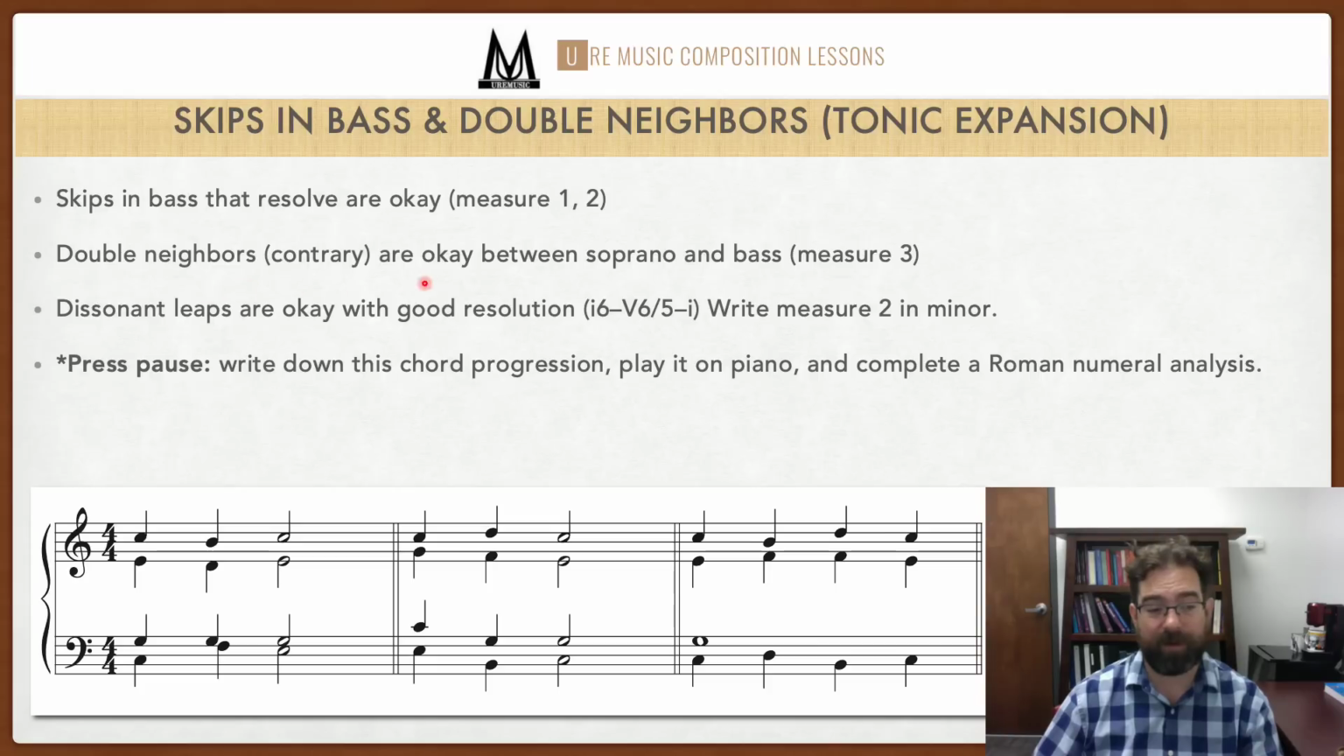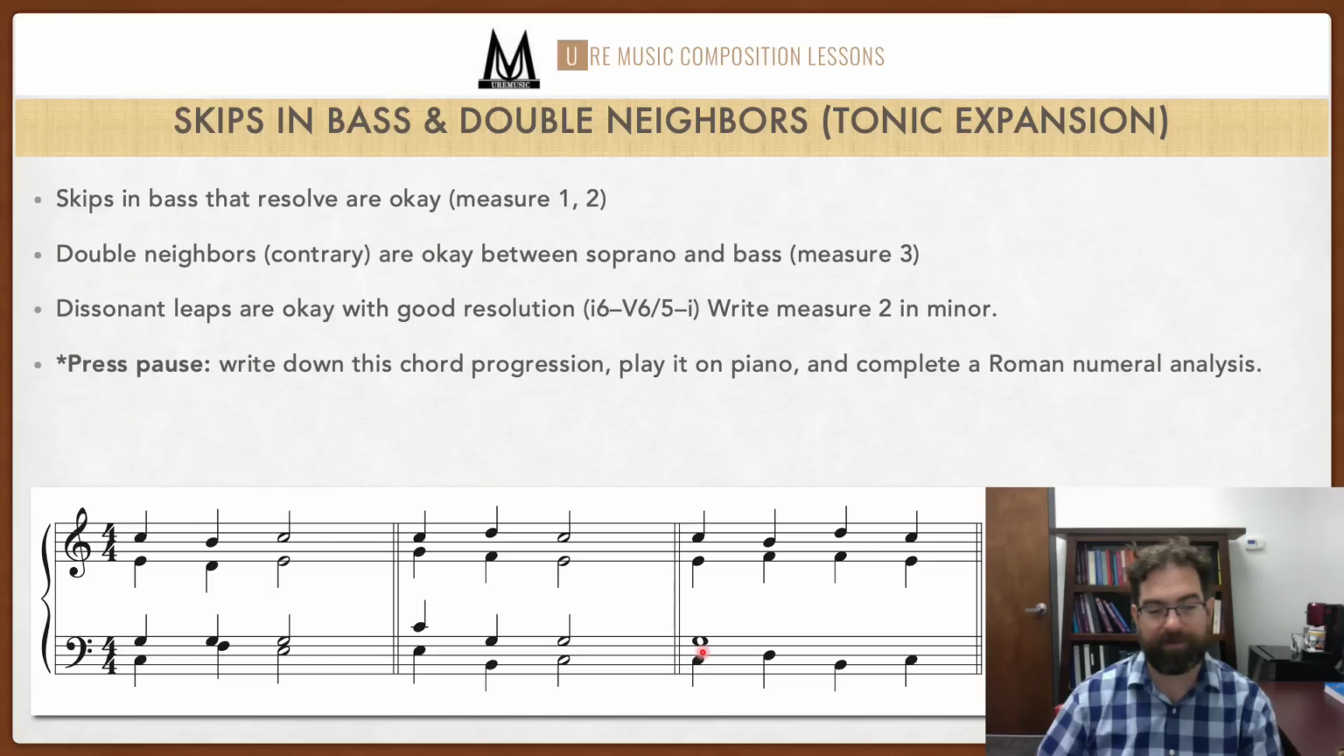Double neighbors are okay between the soprano and the bass. So notice here is your starting pitch, this is sort of your ending pitch. So this would be considered a lower neighbor that comes up to the C, and this would be considered from C to D to C, an upper neighbor. So when you put these two combined, they're considered to be double neighbors.